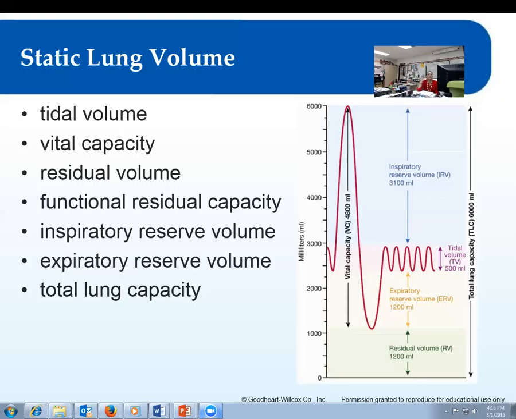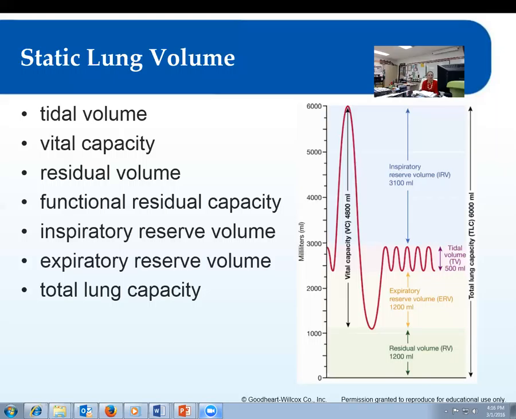And think about the words in here that make sense. Reserves are like extras, right? Your tidal volume is just your normal breathing volume, right? Your vital capacity, vital is like what it takes to live, right? And you can take in as much air and out as much air, and that's your vital capacity. Residual volume is like what resides, right? What's left. So think through these names. They're going to make sense to you.